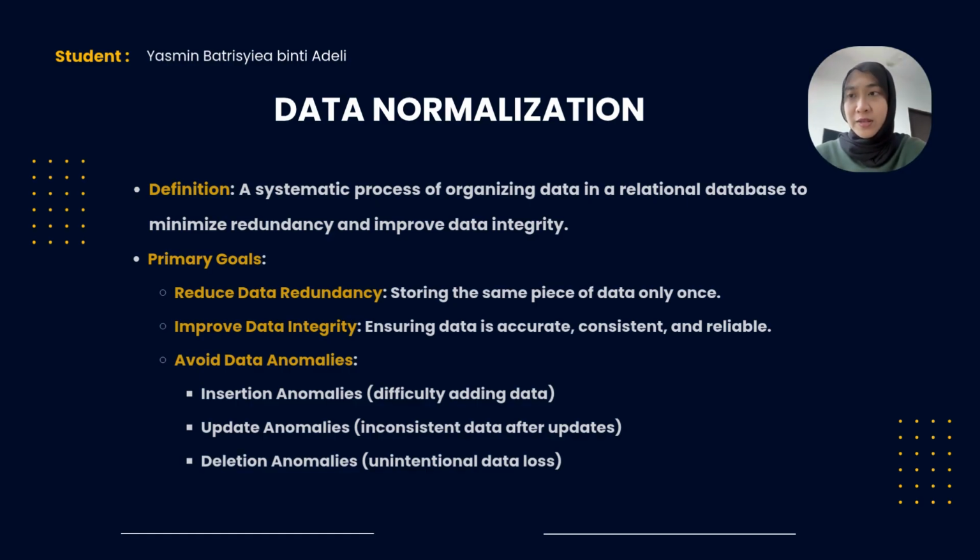What is reduce data redundancy? Storing the same pieces of data only once. Improve data integrity is ensuring data is accurate, consistent, and reliable. What is avoid data anomalies? Avoiding data anomalies covers three types, which are insertion anomalies, update anomalies, and deletion anomalies. Insertion is difficulty adding data. Update anomalies is inconsistent data after updates, and deletion is unintentional data loss.